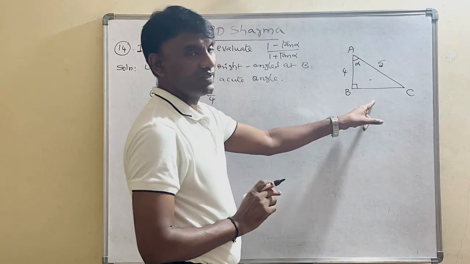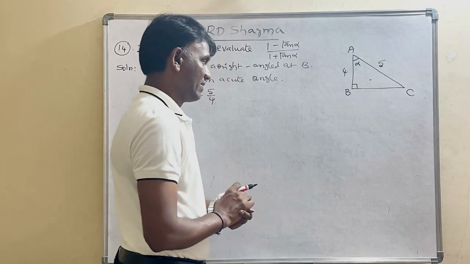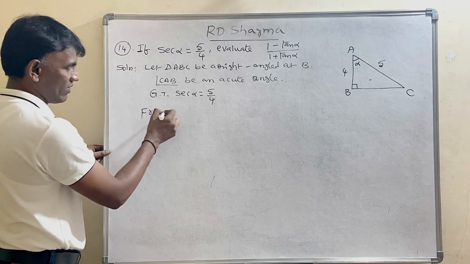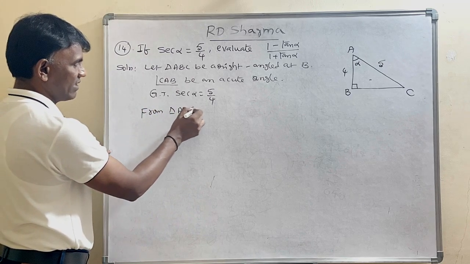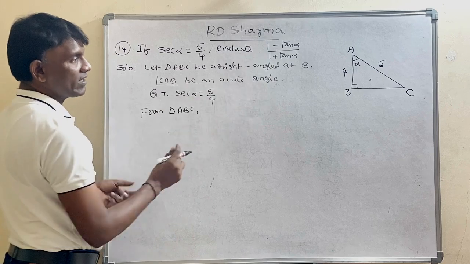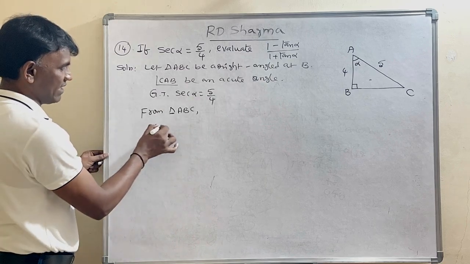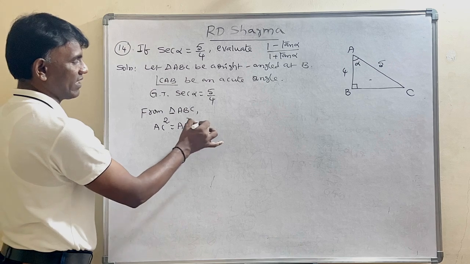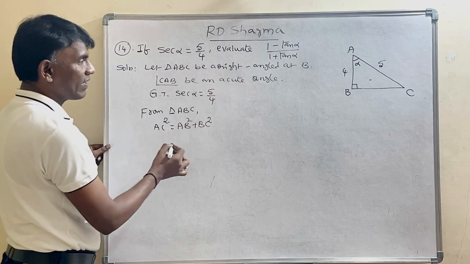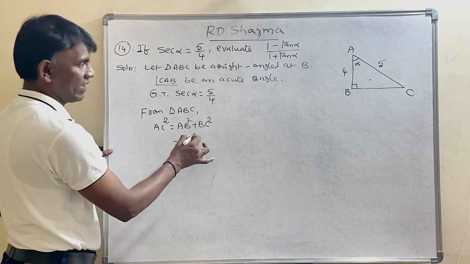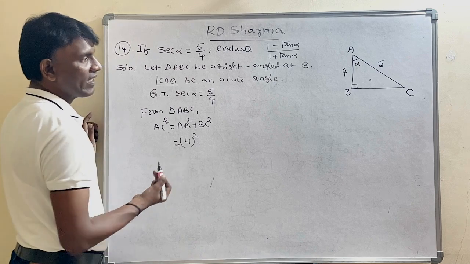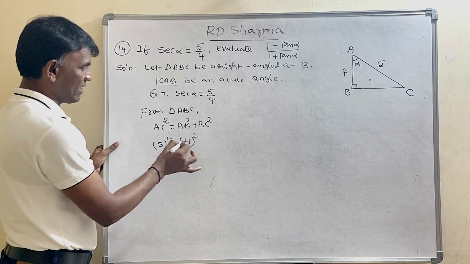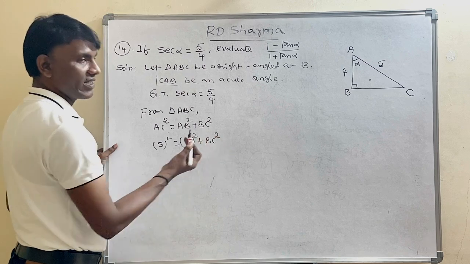And now we find the opposite side. For this we can use Pythagoras theorem. And again we are taking that right angle triangle ABC. So from triangle ABC, which is the hypotenuse there? AC. Then write here AC square equal to AB square plus BC square. And in this AB value is 4, so it is 4 square. And BC value is unknown, right? And coming to AC, it is 5 square. Then just write here BC square.